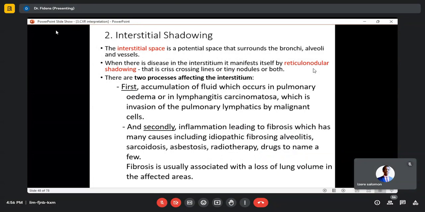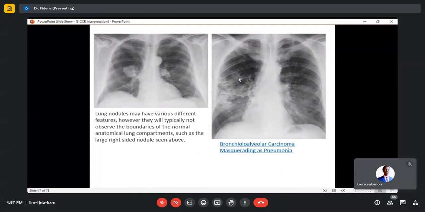Okay? So, ladies and gentlemen, I would like not to continue here because it is now nearly five to six. I cannot start another part, the interstitial shadowing opacities. I will start it another day, or maybe on Monday. But ask questions about airspace opacities.